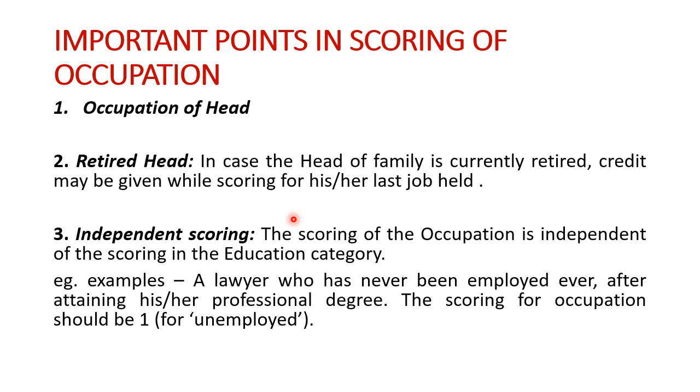The next important point is independent scoring. The scoring of the occupation is independent of the scoring in the education category. For example, consider a lawyer who has never been employed after attaining his or her professional degree. Lawyers are considered professional in the educational category, but the scoring of the occupation would be unemployed if he or she is currently unemployed. So we will not consider him or her in the professional group here.